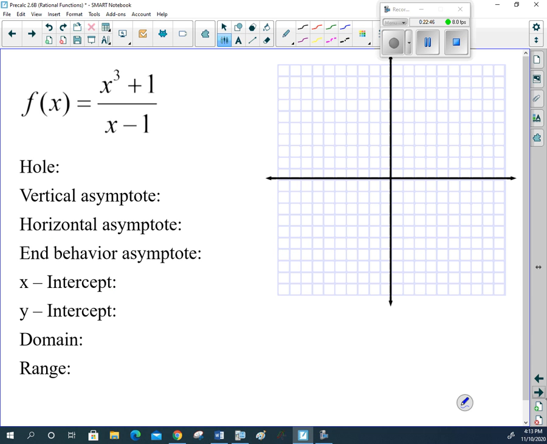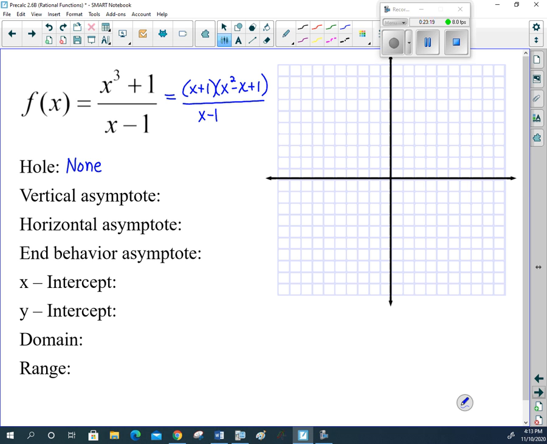Okay, let's try it again. This is kind of what you're going to have to do in your homework. You're going to have to answer all these questions. So I've got (x^3 + 1)/(x - 1). Now, hopefully you remember how to factor a sum of cubes. That goes to (x + 1)(x^2 - x + 1)/(x - 1). Okay, there are no holes. There were no factors that are the same, so this is a none.